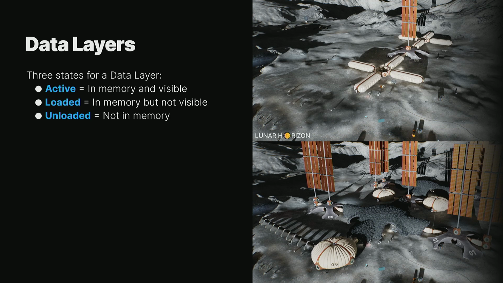There's 3 settings for a data layer. Active means it's loaded and it's visible. Loaded means it's loaded but not visible, and unloaded means it's not in memory at all. So the top 2 will be taking up memory usage, and the third one is not taking up memory at all.